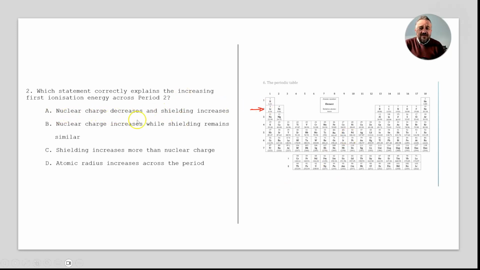Which statement correctly explains the increasing first ionization energy across period 2? A, nuclear charge decreases and shielding increases. B, nuclear charge increases while shielding remains the same, or remains similar. C, shielding increases more than nuclear charge. D, atomic radius increases across the period. First off, more protons equals a higher nuclear charge. Therefore, it increases. We have a new proton each time we move across one. So it is not going to be A, because that says nuclear charge decreases.